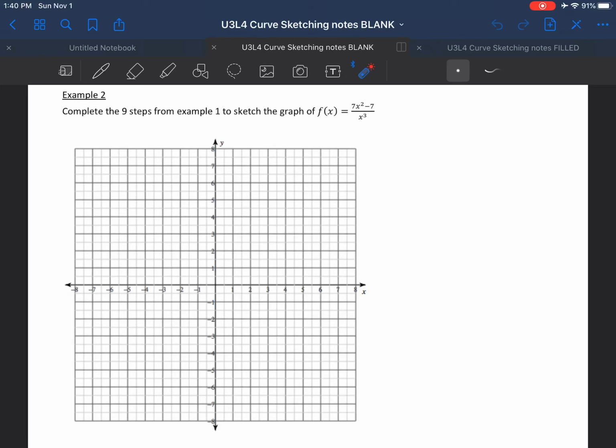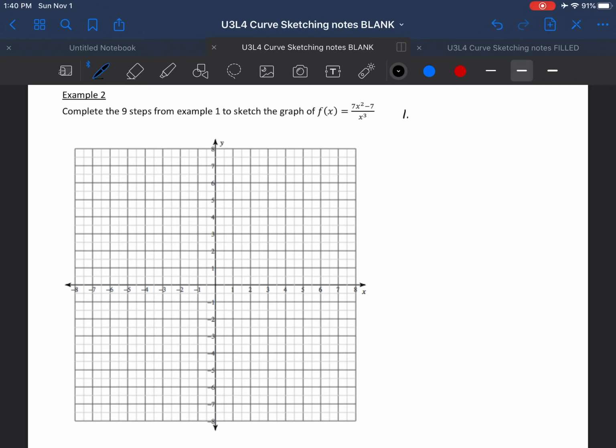Alright guys, here we go with an explanation of example 2. Basically it's the same idea, except we've got a rational function now and not a polynomial, and we don't have all the steps laid out. So I'm just going to make some numbers here and go through all our steps.